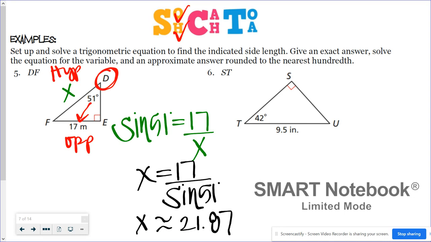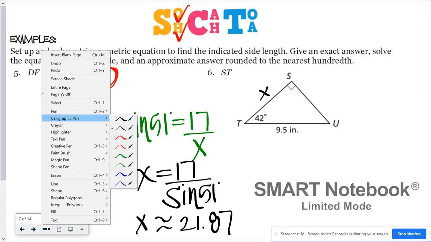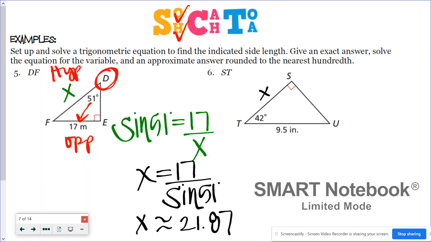So in problem number 6, we want to find ST. So I'm going to mark that with an X to make it easy for us. And so then what do we know? What do we need to know? How can we find it? Well, we know that angle T is 42 degrees. And we know the hypotenuse is 9.5. What do we want to know? We want to know the side adjacent to the 42 degree angle.